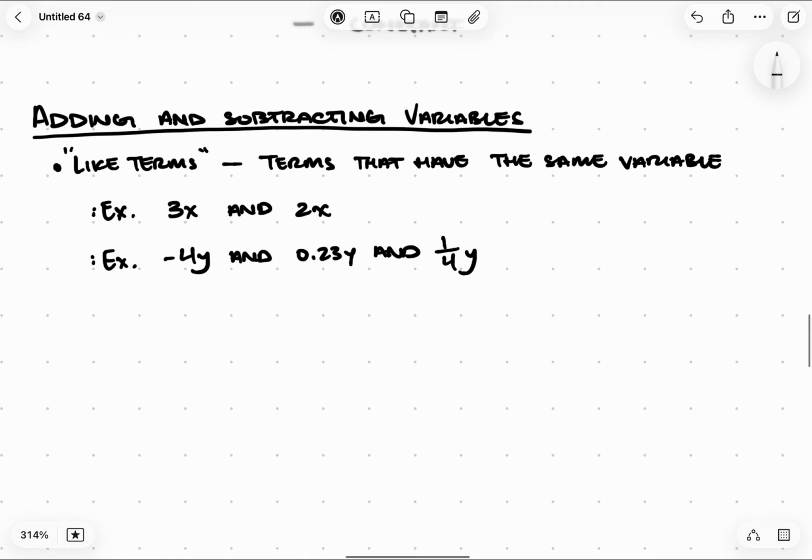Now, why do we need to know these like terms? Because what you're going to focus on in the beginning section here is that you can add or subtract like terms.